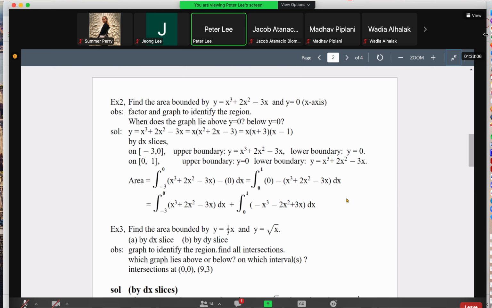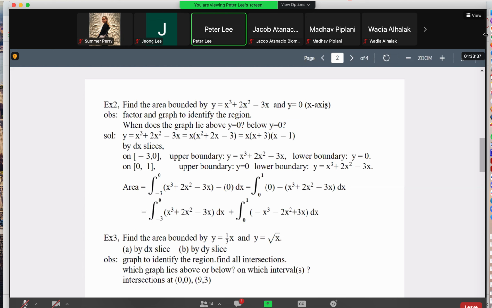Example 2: find the area bounded by y = x cubed + 2x squared - 3x and y = 0. We just did this problem on test 1. And then up here, OBS stands for observation. So what is observation? Observation is a step which is not required. It is not part of the solution. But observation is a step which will help us to understand the problem. Do you need to make an observation? Yes, you do. What is the observation here?